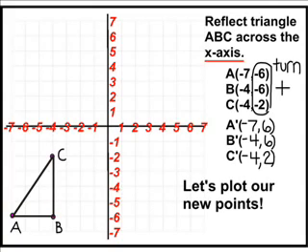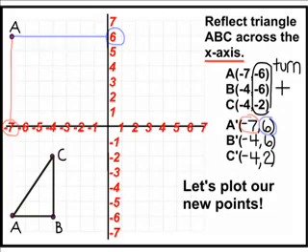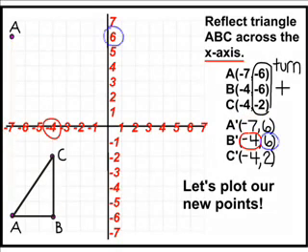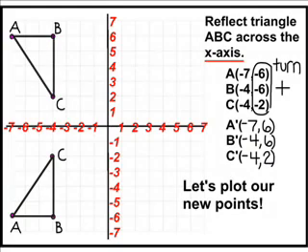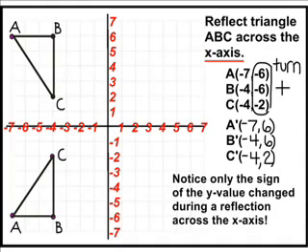Now let's plot each of the ordered pairs. The new point A is going to be located at -7, +6. The new B location is at -4, +6. And point C is located at -4, +2. And when you connect all of the dots, we have our new right triangle, ABC, which was reflected across the x-axis.